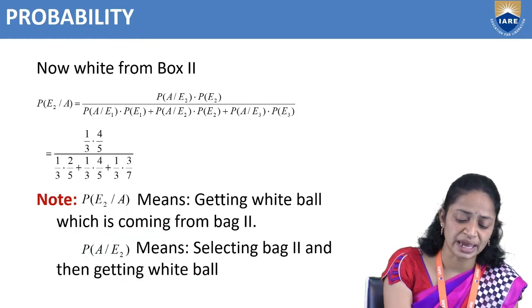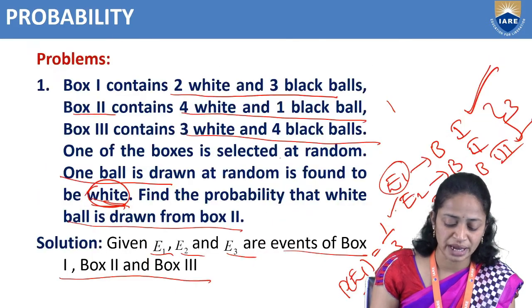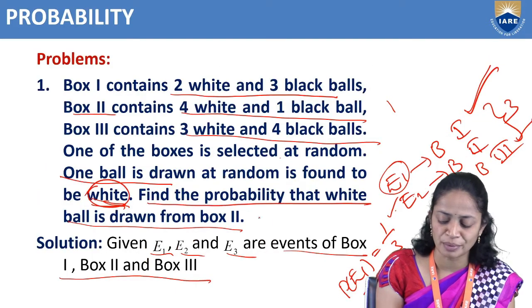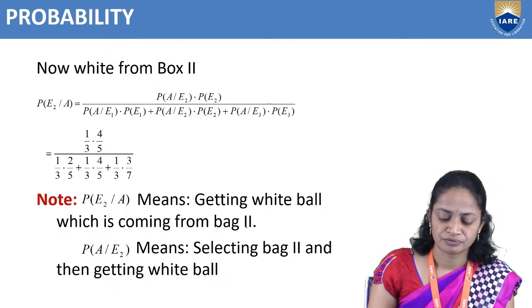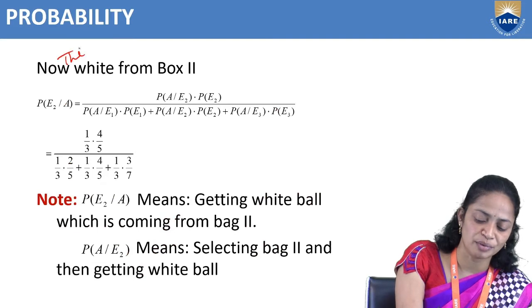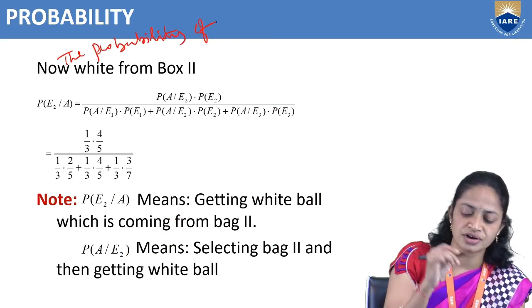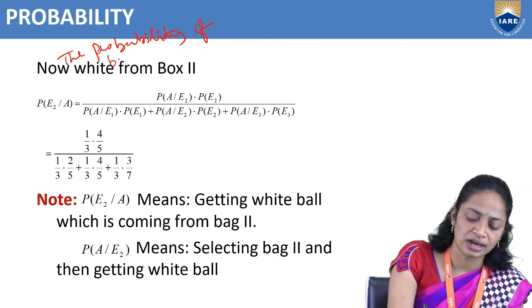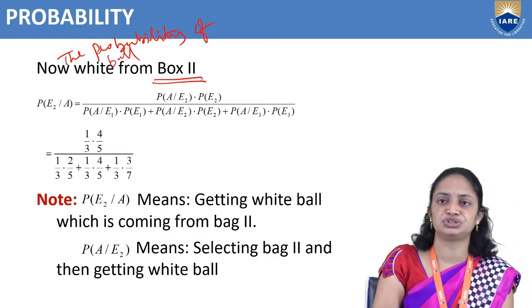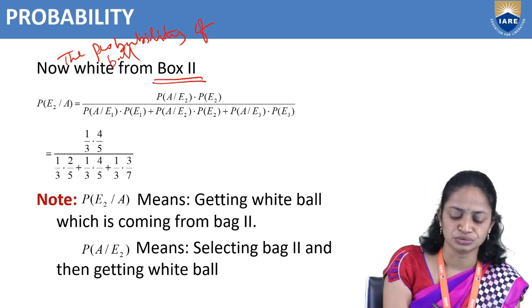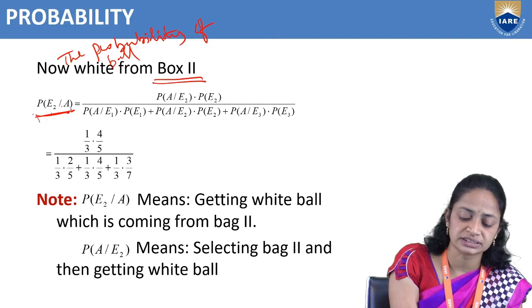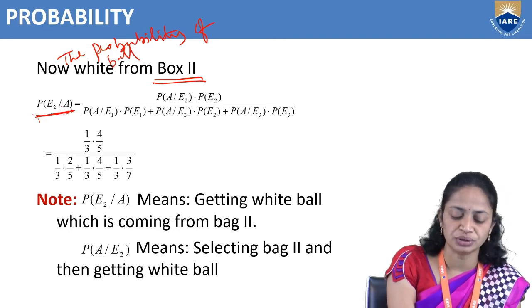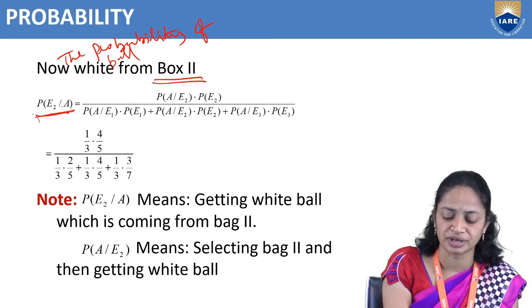So now the main question is: find the probability that the white ball is drawn from box 2. That means the probability of selecting a white ball from only box 2. So we need to find P of E2 divides A. We have a formula.